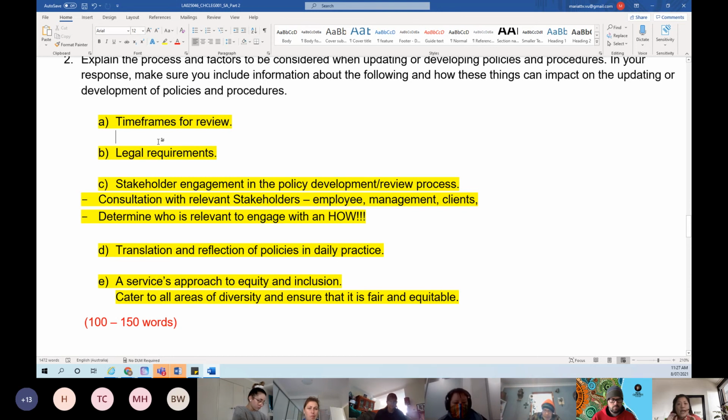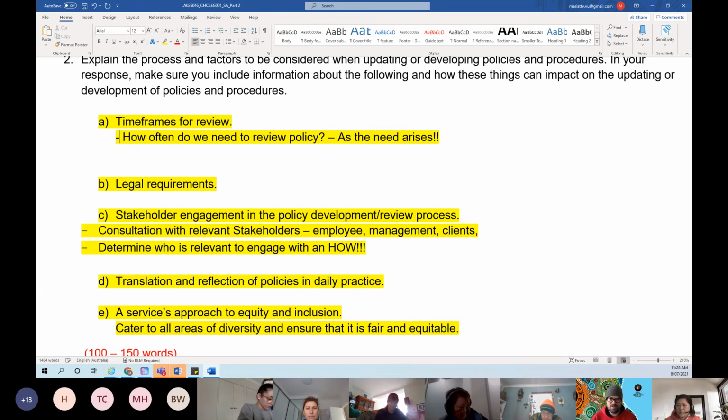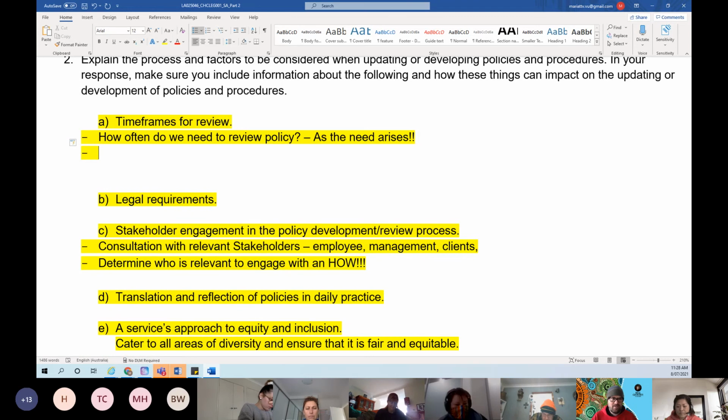Timeframes for review. How often do we need to review a policy? Well, it could be situational. So if something happens, then it might be a reaction and you go, all right, we might need to review that policy to check that everything was covered. Yeah, a review may be required following an incident. Yeah, there might have been a workplace incident and you think, oh, is that in our policy? Let's double check and review it.